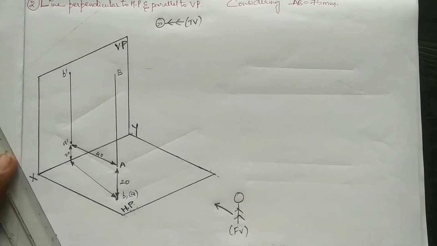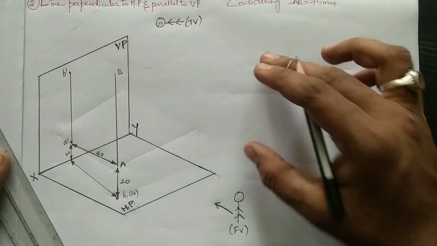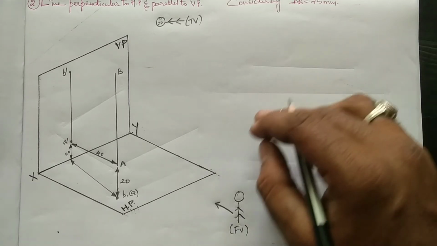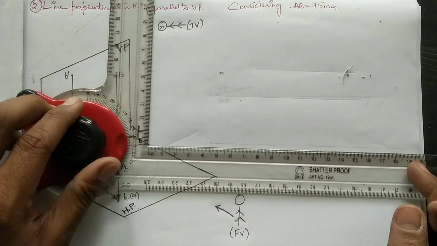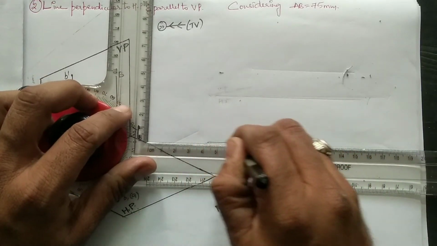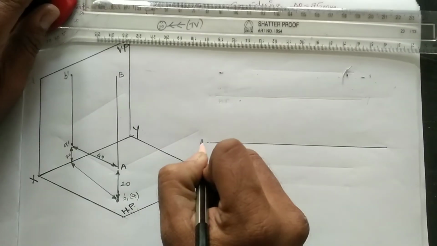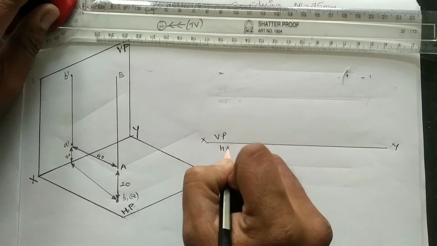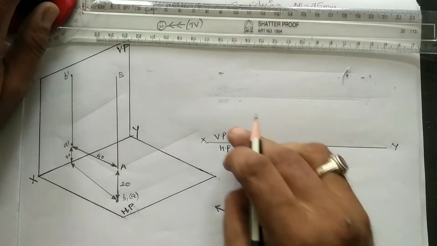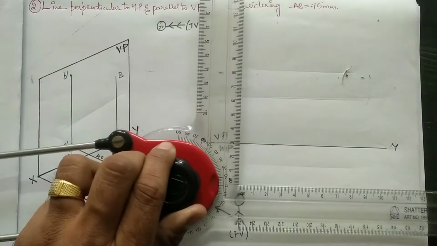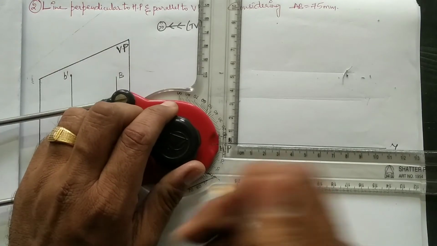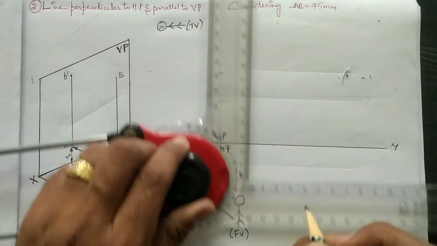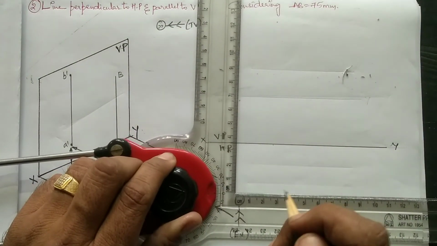So right now we are going ahead for drawing the projections. Drawing the reference line over here, marking the points as X, Y. Above the XY line we mark it as vertical plane, and below we mark it as horizontal plane. Considering a distance of 20 mm over here and 40 mm.